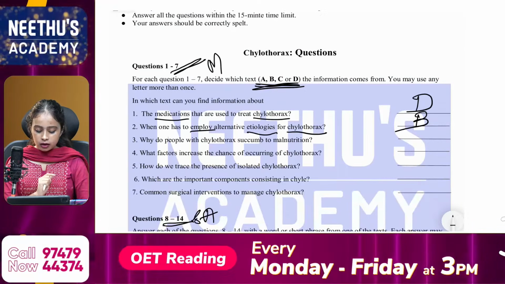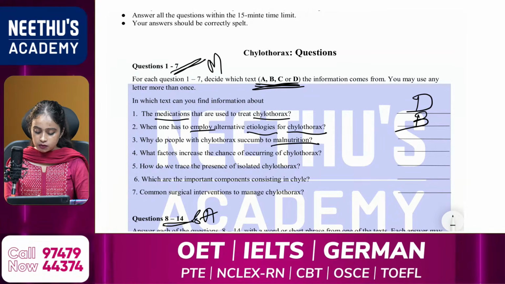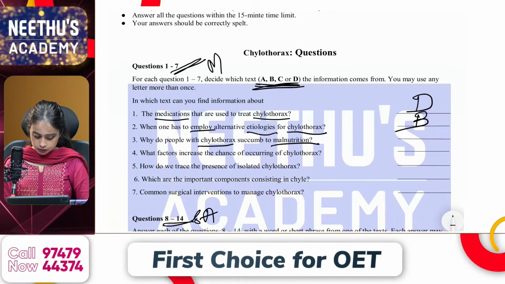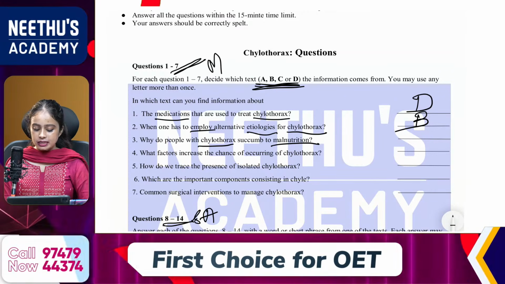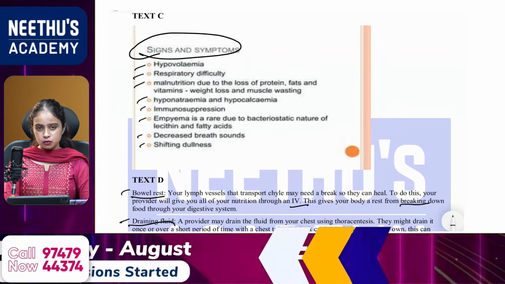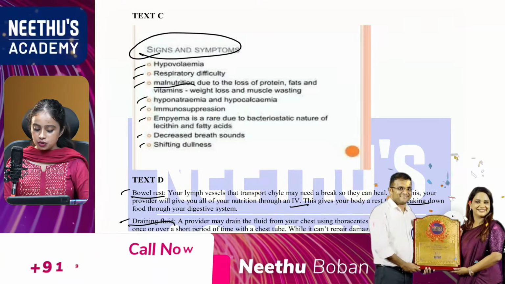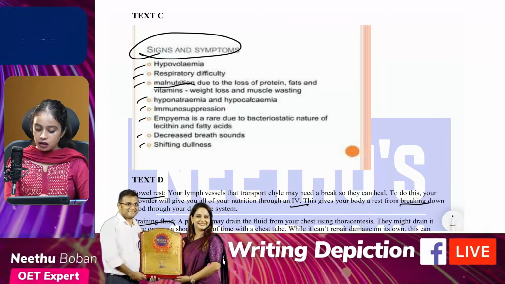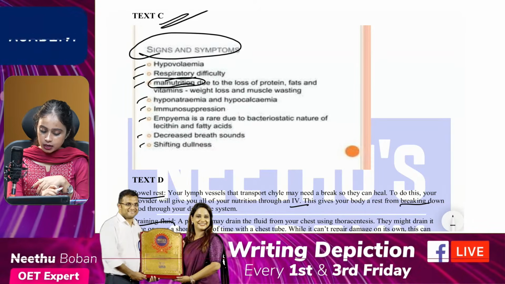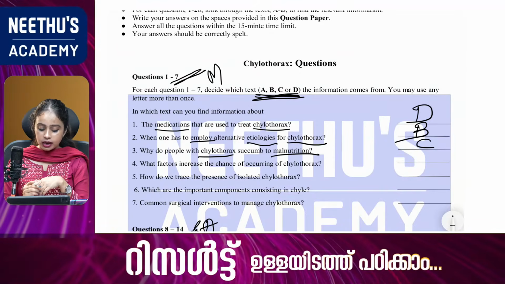Next one: why do people with CK succumb to malnutrition? My keywords: malnutrition and CK. So what is your answer for the third question? Malnutrition is mentioned in the signs and symptoms, which is from text C. See the third point: malnutrition due to the loss of protein, fats and vitamins, weight loss and muscle wasting. So our answer is in text C.